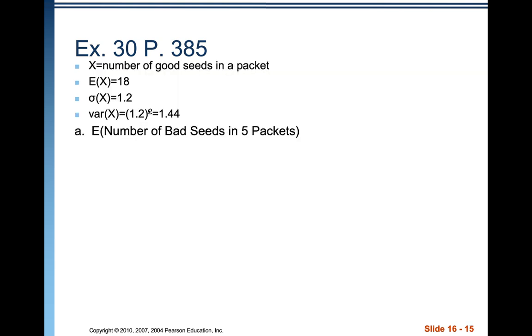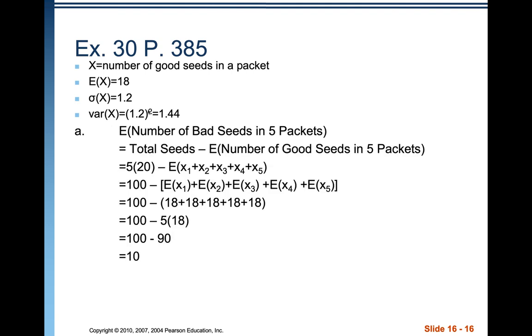All right. We want to know the expected value of the number of bad seeds in 5 packets. So we are going to have 5 different draws of that random variable because each packet has a different number of good seeds in it, or the number of bad seeds in it. And so what we're going to do is the total number of seeds minus the expected number of good seeds in 5 packets.